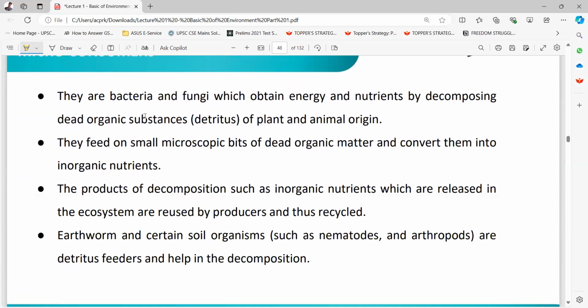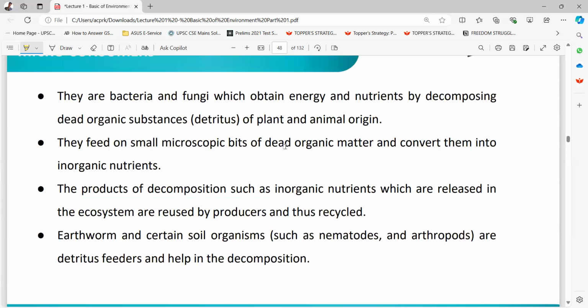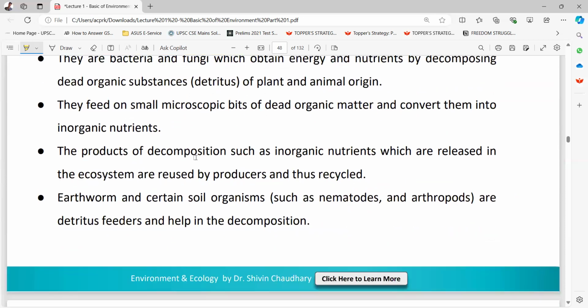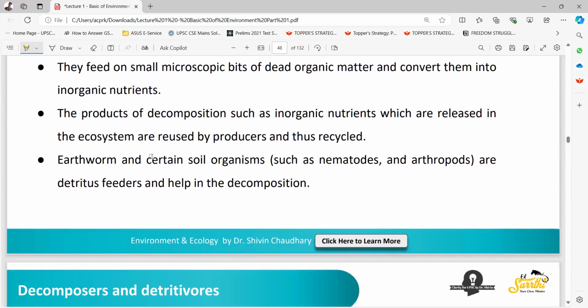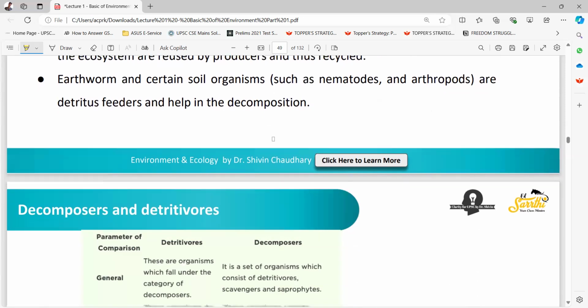Microconsumers. They are bacteria and fungi which obtain energy and nutrients by decomposing dead organic substances, detritus of plant and animal origin. They feed on small microscopic bits of dead organic matter and convert them into inorganic nutrients. The products of decomposition, such as inorganic nutrients, which are released in the ecosystem, are reused by producers and thus recycled. Earthworms and certain soil organisms, such as nematodes and arthropods, are detritus feeders and help in the decomposition.